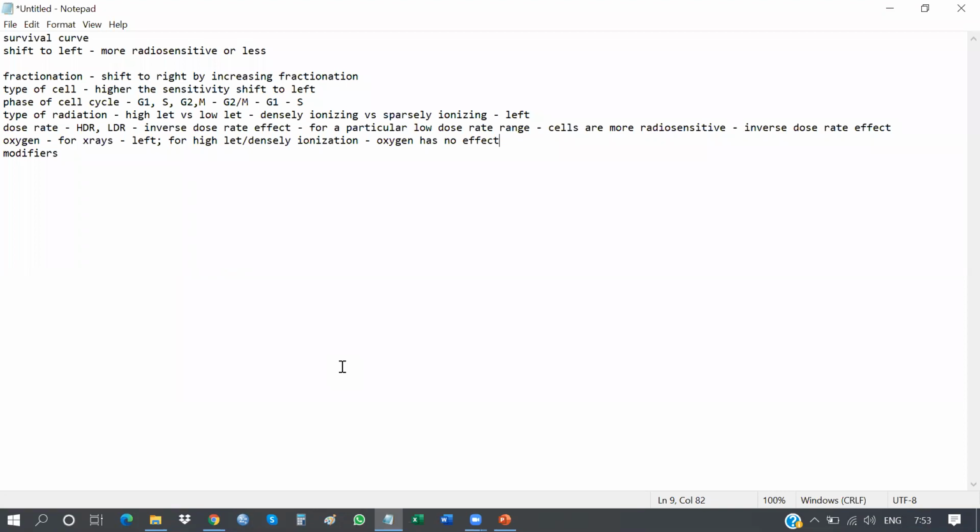The correct way of putting it in your exam, if anybody asks, is that in high LET or densely ionizing radiations, the radiations which cause damage directly and do not use the help of radicals, are not dependent upon oxygen for damage. Since they are not dependent upon oxygen, their survival curve won't be affected by oxygen. That is how you should explain it. The thing to highlight is that they are directly damaging and at the same time do not require radicals for causing damage. Okay, sir. Thank you, sir. Now coming to modifiers.